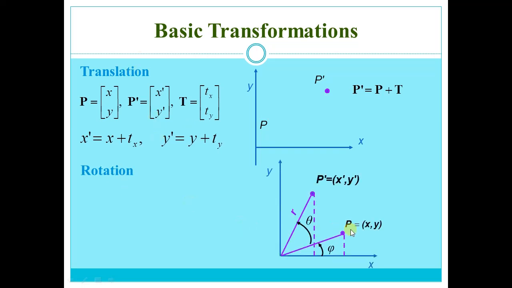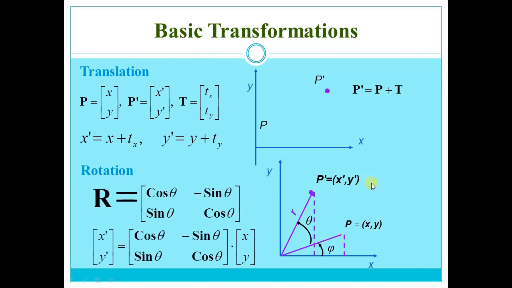Now in rotation, if you want to rotate this point P about this origin O by an angle theta, from point P to P dash, then after rotation the new coordinates of point P are x dash, y dash. If you solve this mathematically, you will get the rotation matrix: cos theta, minus sin theta, and cos theta. Theta is nothing but the rotation angle.